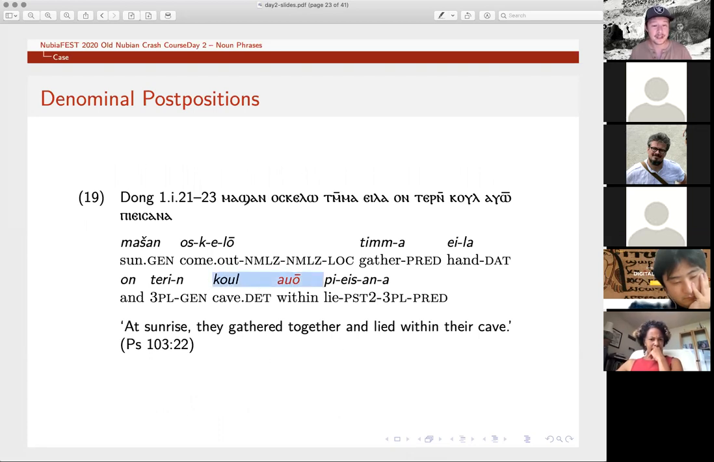Within their cave, we have right here, we have cave marked with a determiner. And so the determiner sometimes appears in these types of postpositional contexts. It is suggested that this is actually the oldest construction, right? So this is the first one that was used, and then later we see the development of a genitive, and finally we see the development of locative constructions, which are still present in present day Nubian. And we have a postposition here.